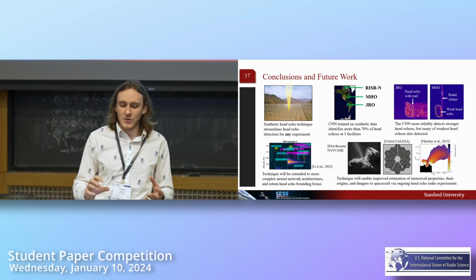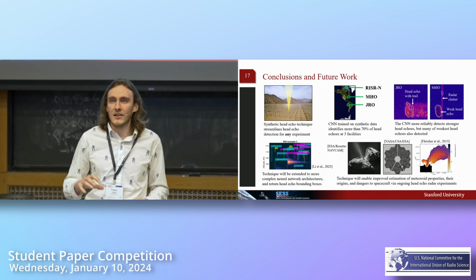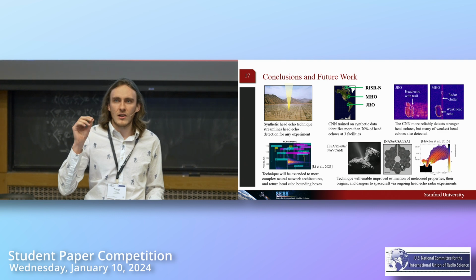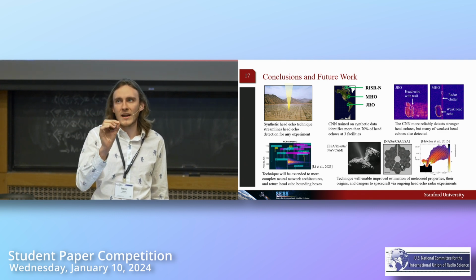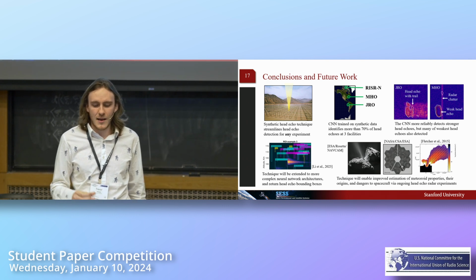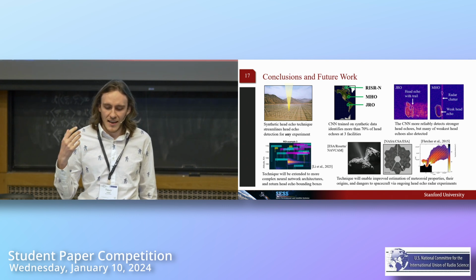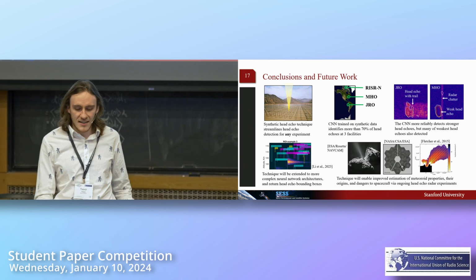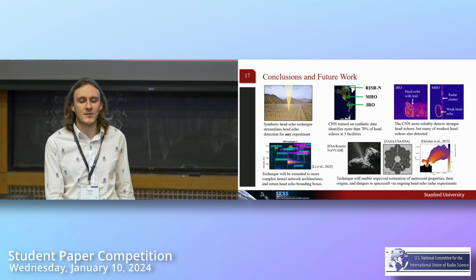And then just in general, because this method allows us to quickly identify head echoes, which allow us to learn a lot about these particles directly that are entering Earth's atmosphere, this will advance the general science goals that we get through head echoes, including improved estimation of meteoroid properties and their origins, and then what dangers they pose to spacecraft.